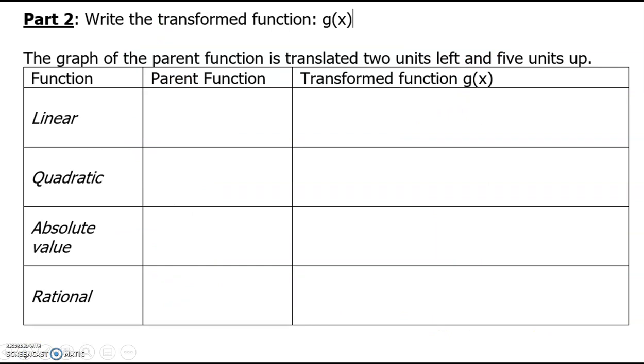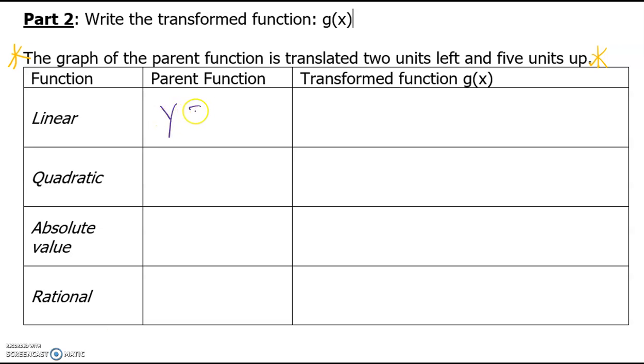The second part of our notes is I just want to talk about those parent functions that we have, how we can go back and adjust them using our transformations. So I have the type of the function here, the parent function, and the transform function. We're going to do the same transformation for all of them. We're going to translate it 2 units to the left and then 5 units up. So we do need to know kind of the format for each of these. We did these in our parent function booklet. Let's go ahead and fill them in real fast.